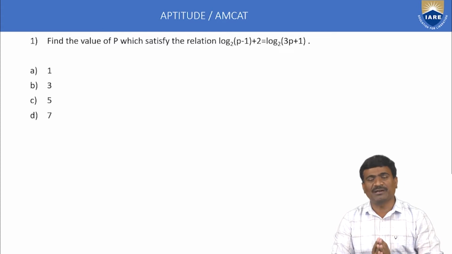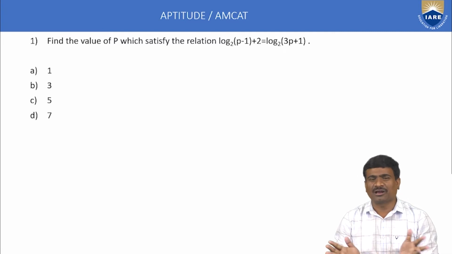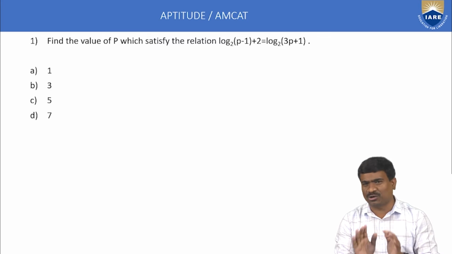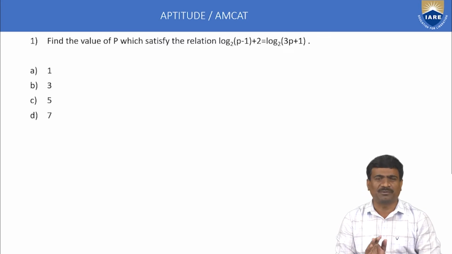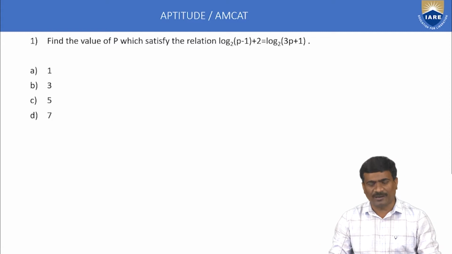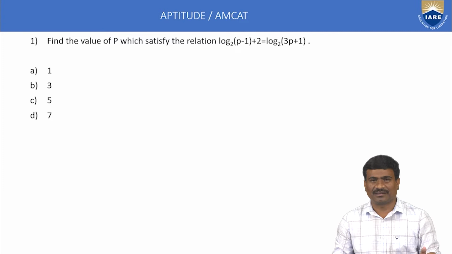log base 2 of (P minus 1) plus 2 is equal to log base 2 of (3P plus 1). Compare LHS and RHS and calculate only the P variable. Option A 1, B 3, C 5, D 7.